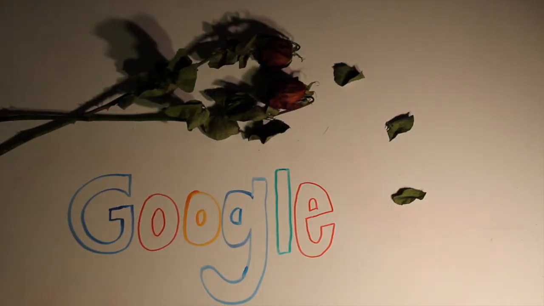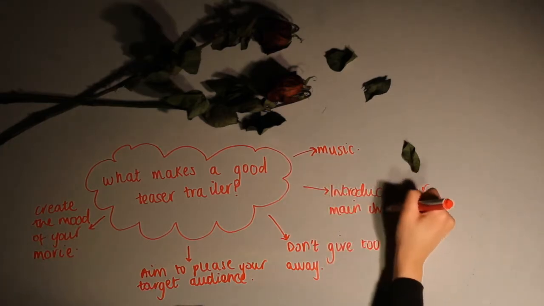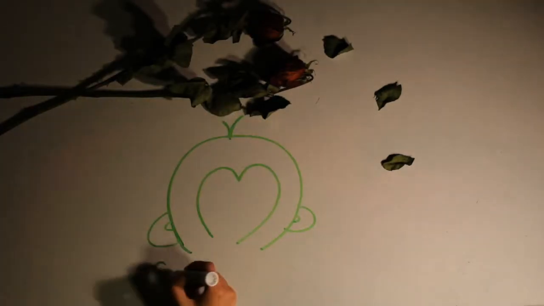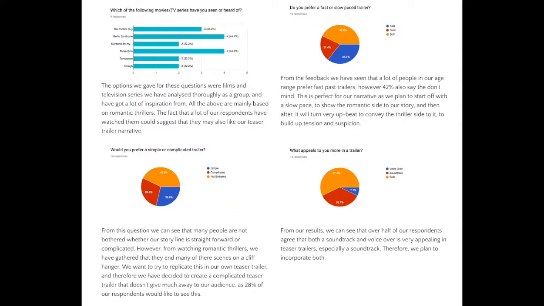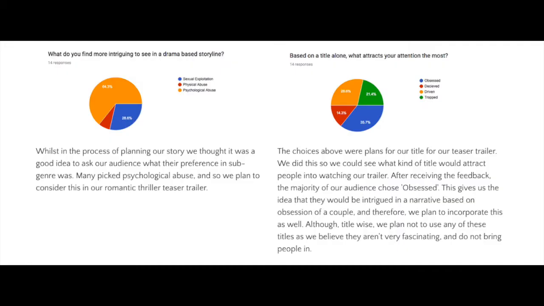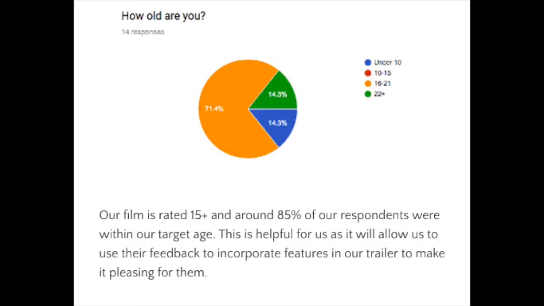On Google, we also searched what makes a good trailer so we could find out eye-catching features to include, especially for our target market. Another website we used on Google was SurveyMonkey to create a questionnaire for the public to complete. Our reason for this was to find out what people liked to see in a trailer, which we could incorporate in our own one. We shared the link for this on Google Classroom as well, which allowed our class to access our questionnaire, which was helpful as they were within our target audience age range.